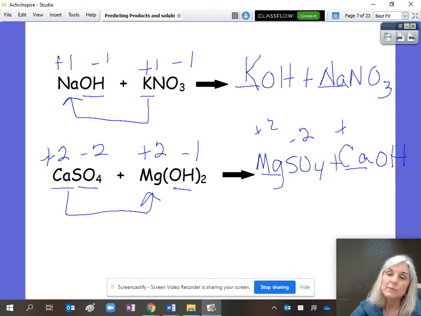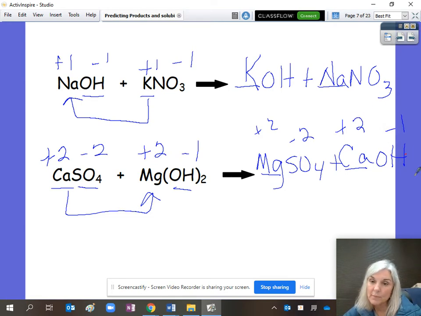And then calcium is positive 2, but your OH is negative 1. So we need to swap and drop. So OH is a polyatomic. Because we're going to have two of them, we have to put that 2 there. So now you have your predicted product side. So now we need to make sure we have a balanced equation. So Mg is 1 here. There's 1. 1 SO4, 1 SO4, 1 Ca, 1 Ca, 2 OHs, 2 OHs. So we did not have to add any coefficients.